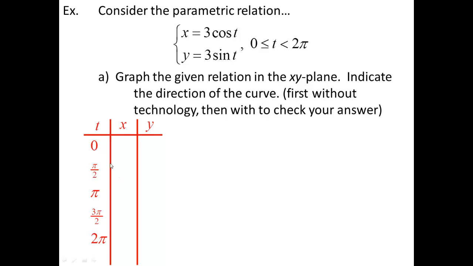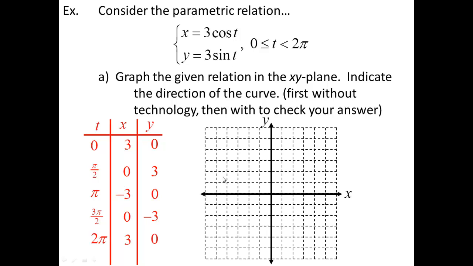So plugging those values in for x and y, I get this. Hopefully you did that all in your head, because again, these are unit circle values. You won't get a calculator on the test for something like this, so you should still be able to do this by hand or in your head. Alright, plot the points: 3, 0, 0, 3, negative 3, 0, 0, negative 3, and all the way back to 3, 0 at the beginning.